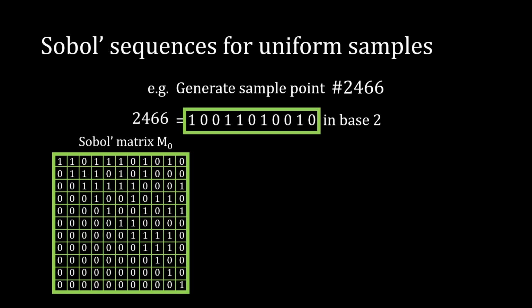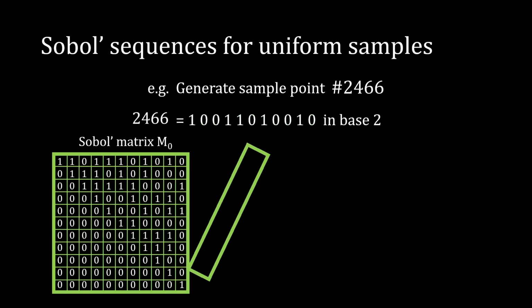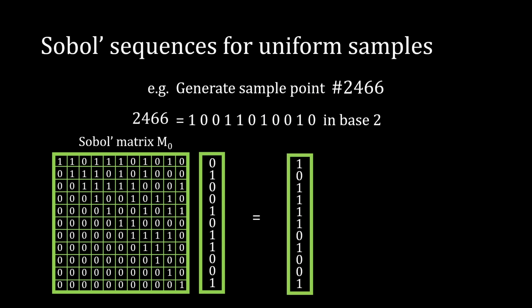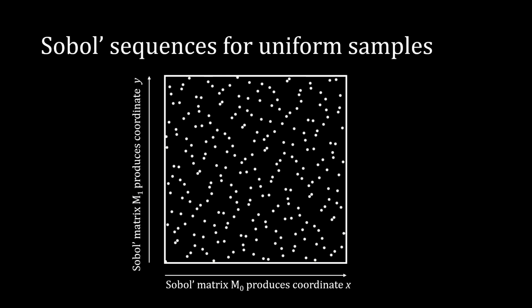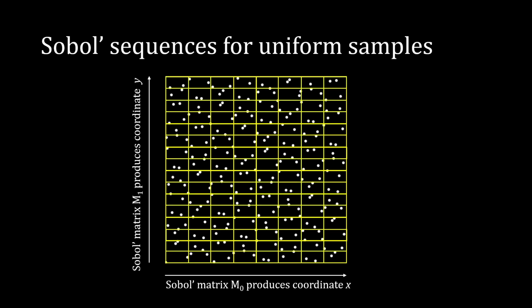Then, we multiply these digits in reversed order by a Sobol matrix, and interpret the result as the binary decomposition of a real number between 0 and 1. By using S different matrices, one obtains an S-dimensional sequence of points that can be used for Monte Carlo integration. They result in so-called (t,s) sequences.